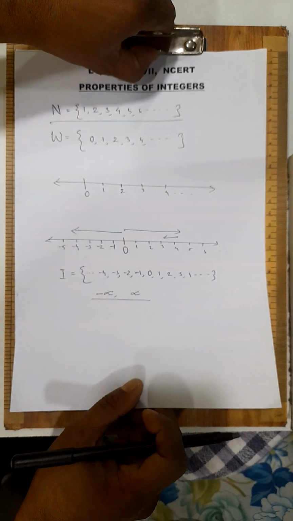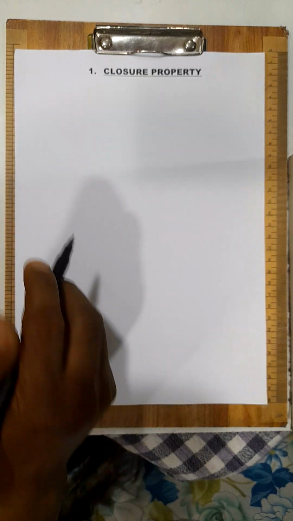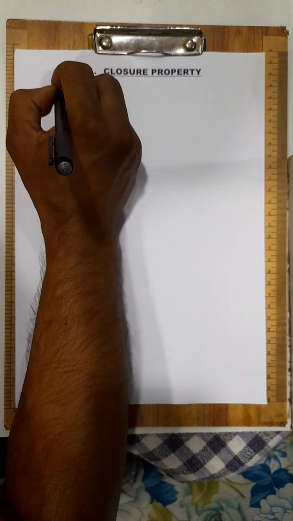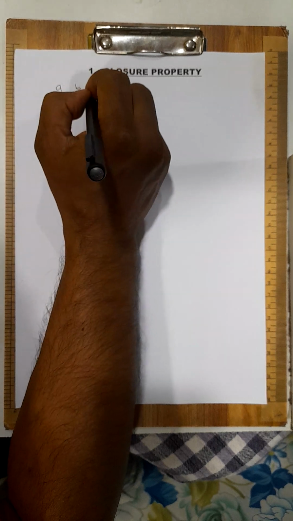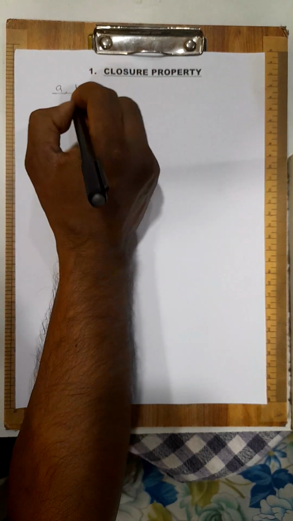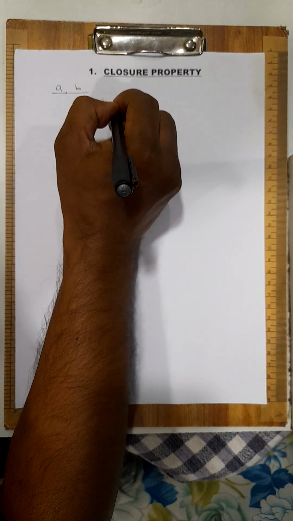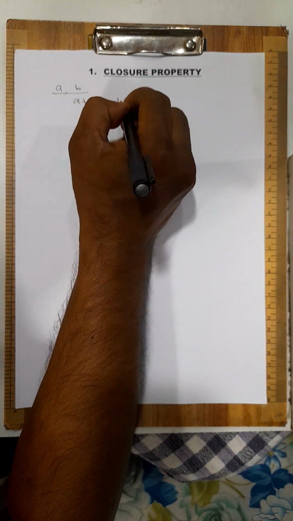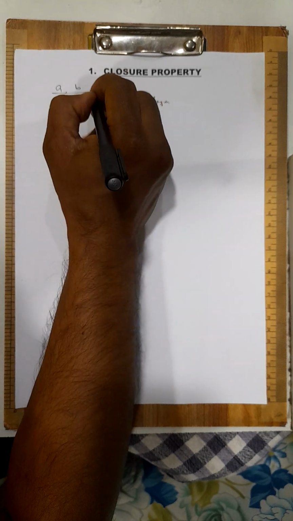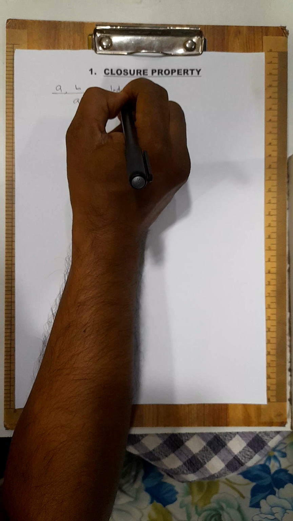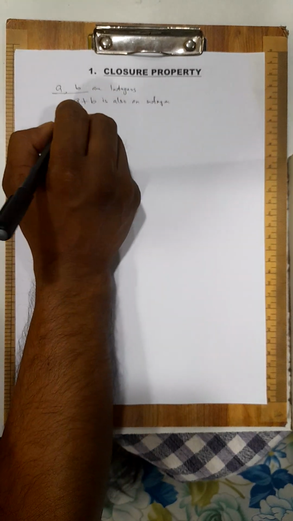Now let us think about the properties of integers. First, we will discuss the closure property. Say for example, if a and b are two integers, then a plus b is also an integer.